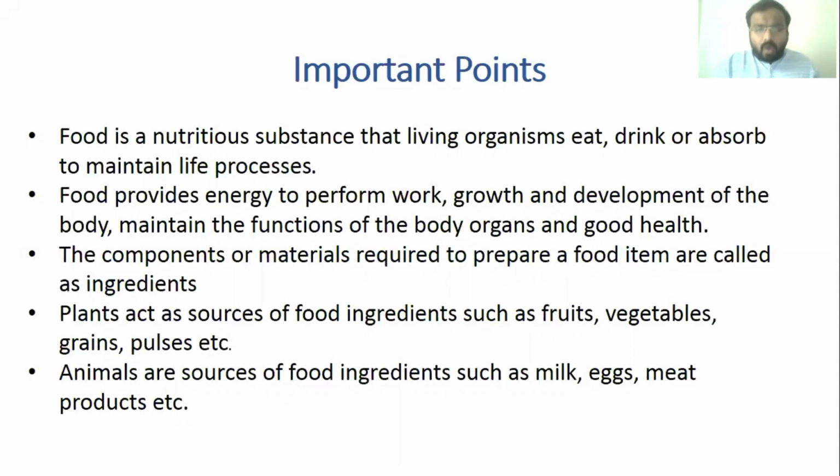The components or materials required to prepare a food item are called ingredients. Plants act as sources of food ingredients such as fruits, vegetables, grains, pulses, etc. So we get fruits, vegetables, grains, pulses from plants. Animals are sources of food ingredients such as milk, eggs, meat products, etc. So we get milk, eggs, meat products from animals.